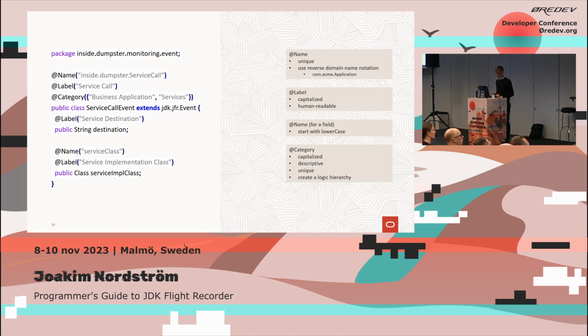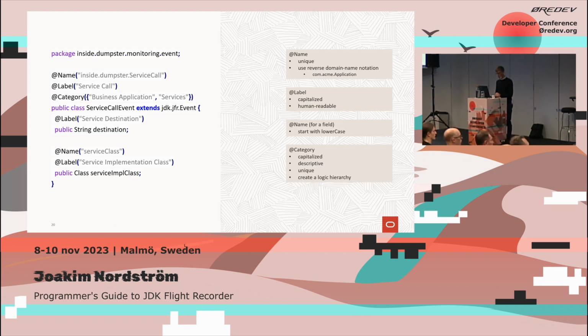We should also add a label. This is supposed to be human readable, and it's supposed to be capitalized because this will appear in headers and so on. We can also add these to our fields. You see I added a label for the destination, but I didn't set an explicit name here because I think the name destination is fine, so it will use the name destination. But for the service class, I set the name to service class and removed the impl word in the middle of the field. And then I also added the label.